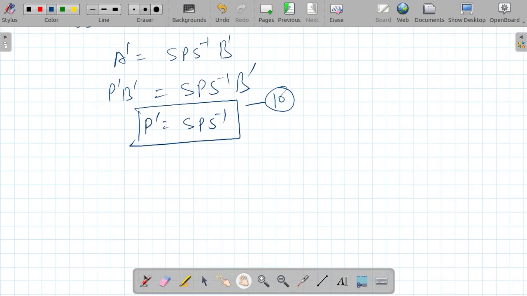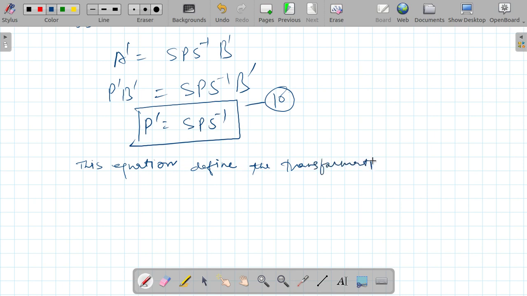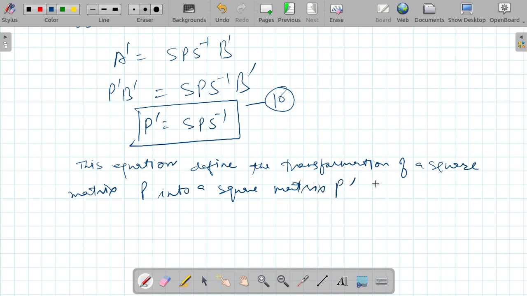So this equation defines the transformation of a square matrix P into a square matrix P prime by a non-singular matrix S. S is called non-singular because its inverse will exist.